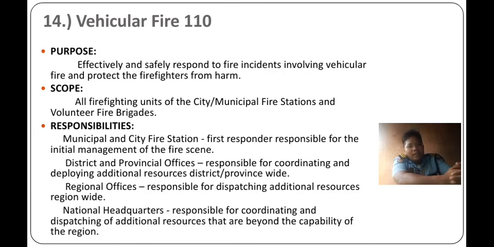So we have here in number 14, the last but not the least, having a title of Vehicular Fire. What is the purpose? The purpose here is to effectively and safely respond to fire incidents involving vehicular fire and protect the firefighters from harm. Scope and responsibilities here are the same as in numbers 1, 2, 3, 4, 5, 6, 7, 8, 9, 10, 11, 12, and 13.